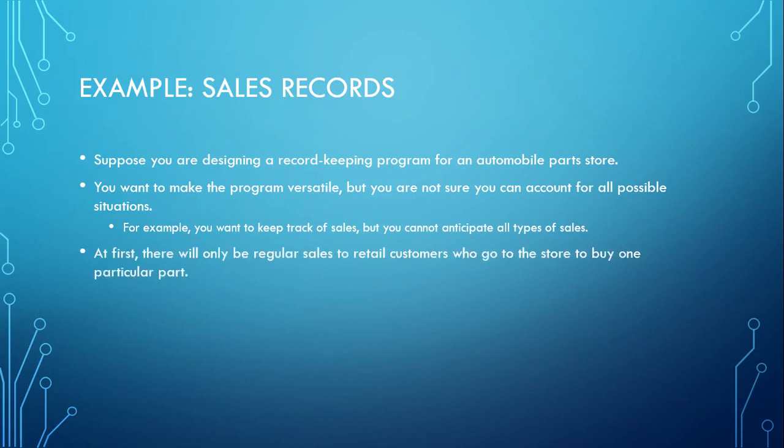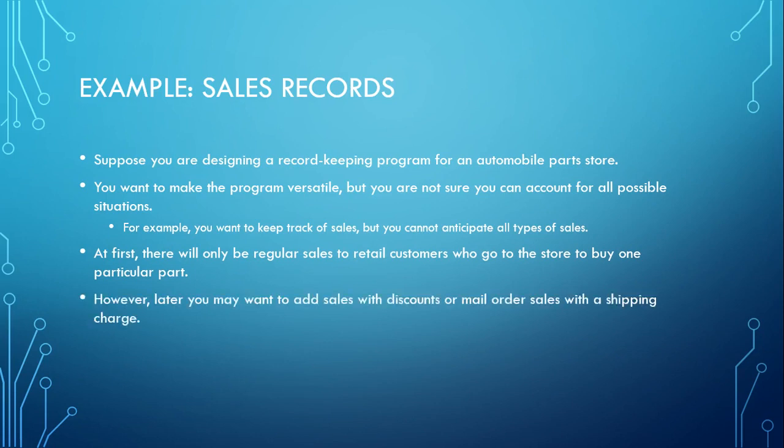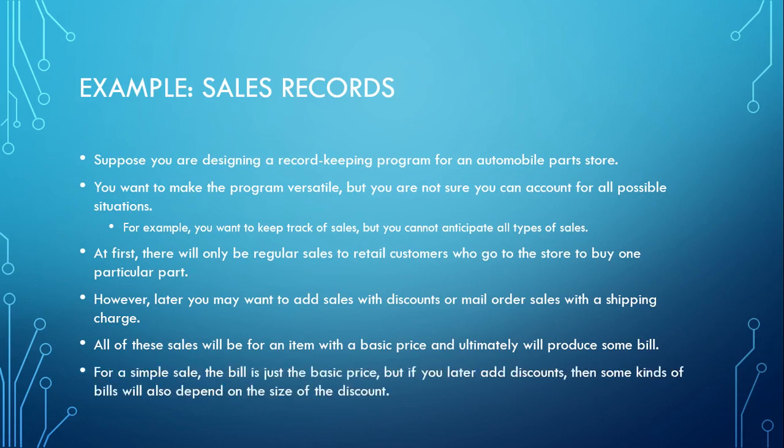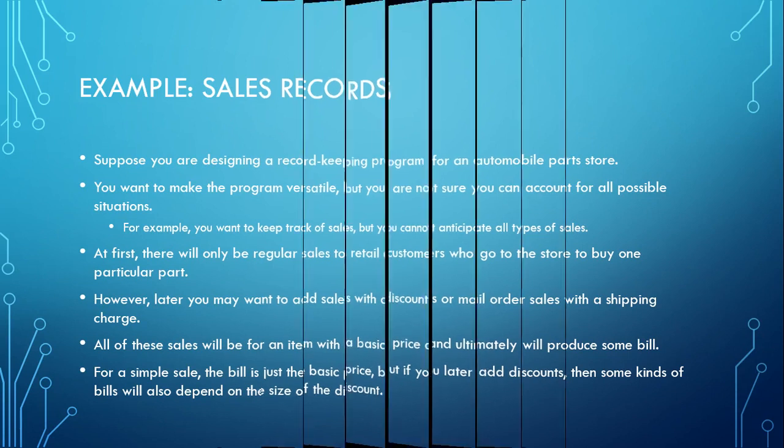Now, obviously, at first, there'll only be regular sales to retail customers who go to the store and buy one particular part. However, later you may want to add sales with discounts or mail order sales with a shipping charge. Now, all of these sales will be for an item with a basic price and ultimately will produce some bill. For a simple sale, the bill is just the basic price. But if you add discounts later on, then some kinds of bills will also depend upon the size of the discount.